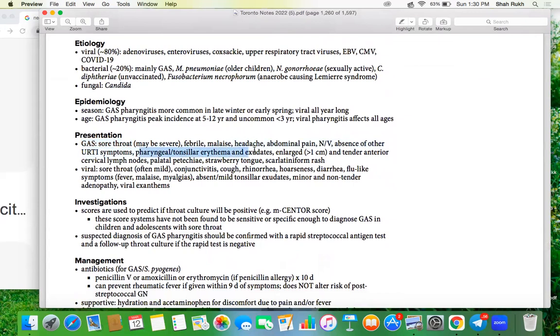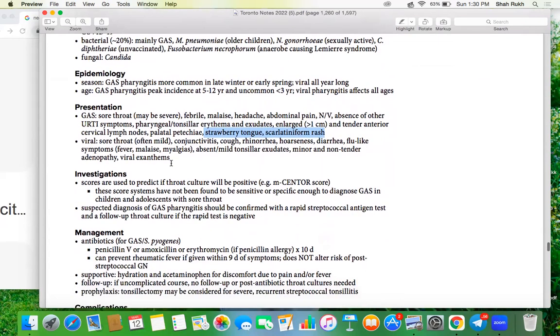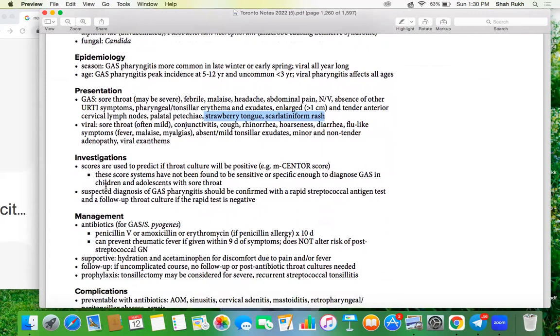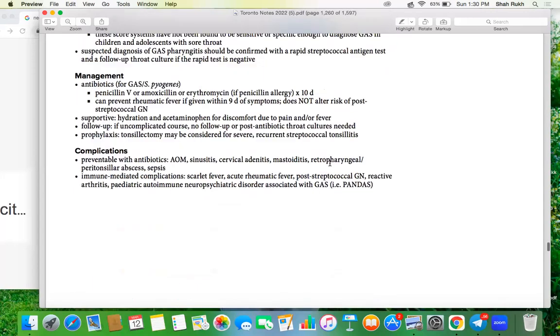So pharyngeal tonsillar edema, strawberry tongue, scarlatiniform rash, and then viral. It could present that way. Then what are the investigations you are going to do? The important investigation you are going to do is based on the Centor score. It is important you know which Centor score.